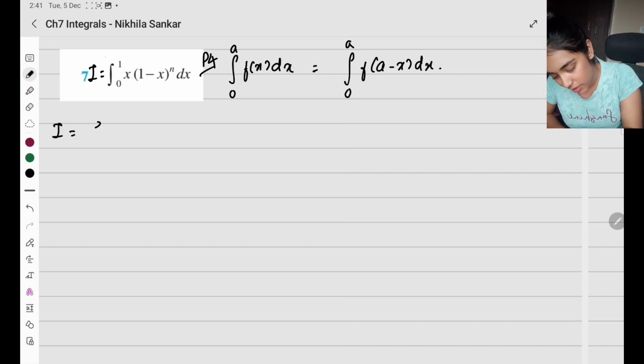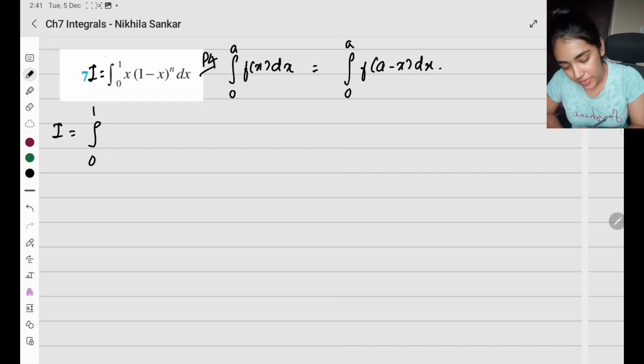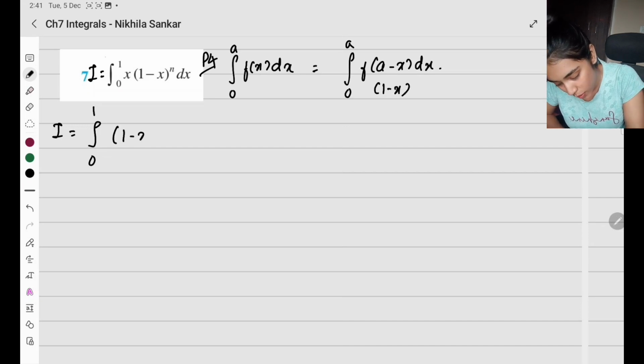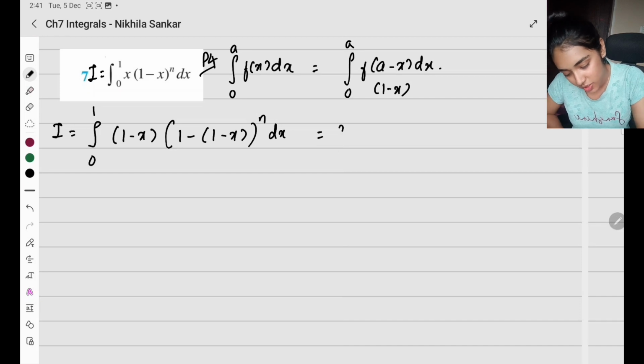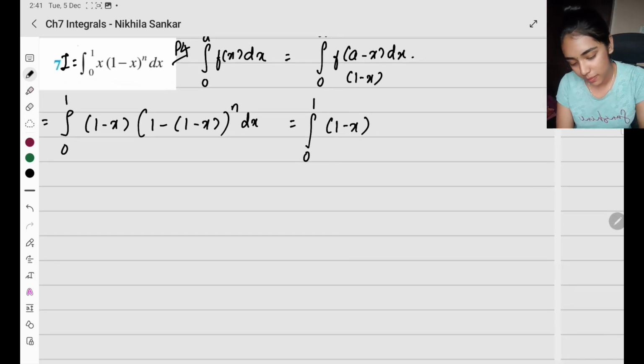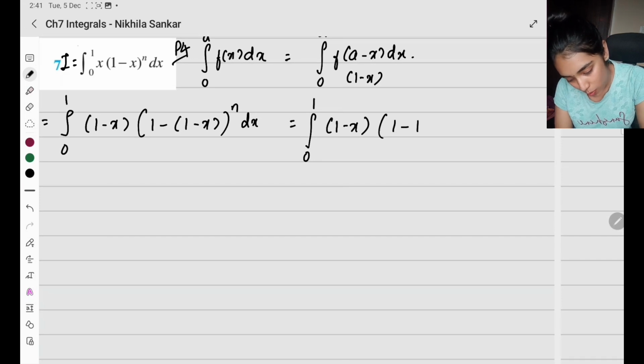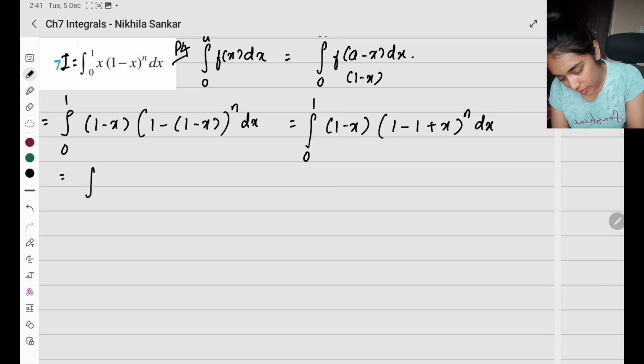So I have I equals integral 0 to 1 of a minus x. A oda value enna, 1. So 1 minus x. So instead of x, I have to put 1 minus x. Bracket la 1 minus of 1 minus x to the power n times dx. So I have integral 0 to 1 of 1 minus x times, inge bracket la enna irukku, 1 minus 1 plus x to the power n times dx. So this is nothing but integral of 0 to 1 of 1 minus x. The 1 and the 1 get cancelled. So I have x power n times dx.